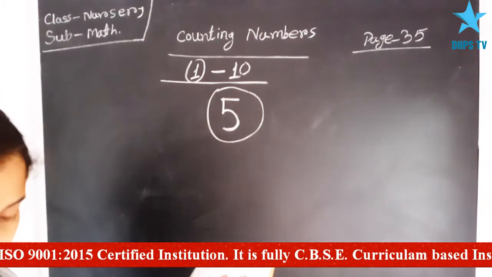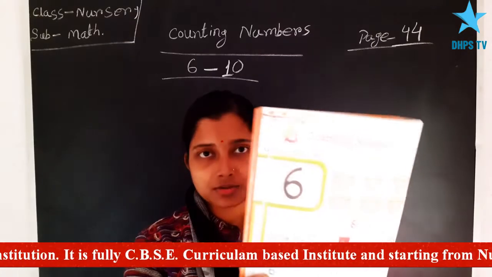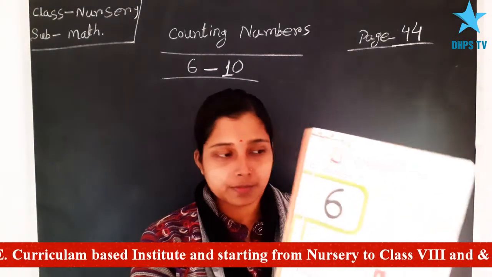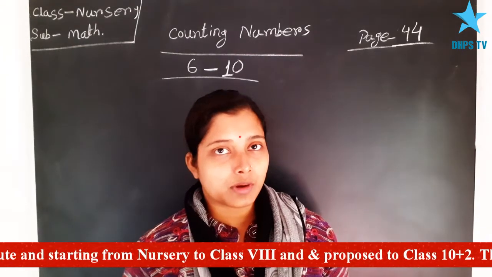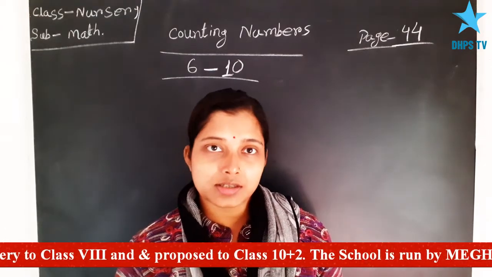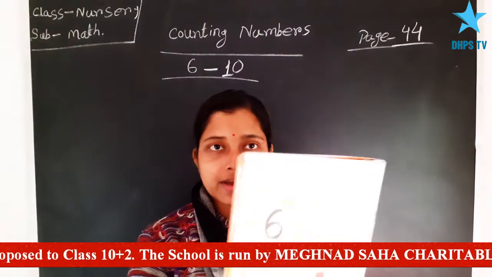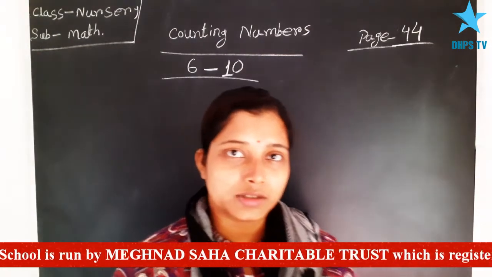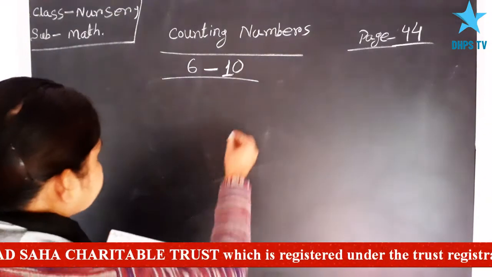Now turn the page number 40, this one, and open page number 44. So in the previous class you have learnt the counting number from 1 to 5, and today I shall teach you from the number 6. Already in your book you can see the number 6, and now I am writing the number in the board. So let's start writing the number.